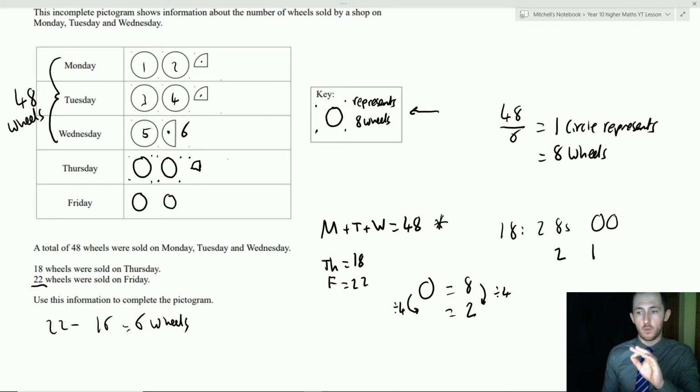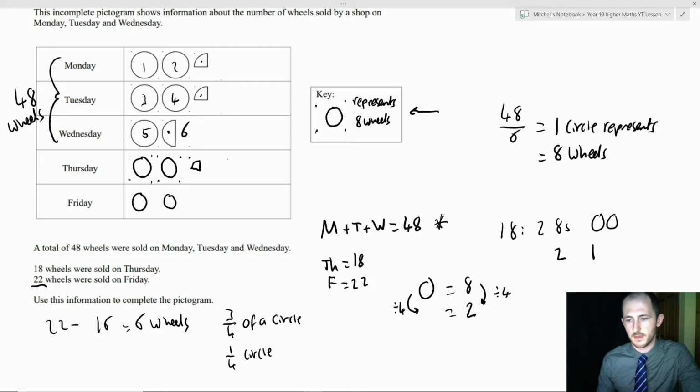So if a quarter of a wheel represents 2, then to get 6 wheels, that's going to be 3/4 of a circle. I went very quick there. So a quarter of a circle equals 2. So if I want to get to 6, I need to multiply by 3. So that'd be 3/4 of a circle would give me 6. So again, that was tricky. So I'm going to say a few seconds.